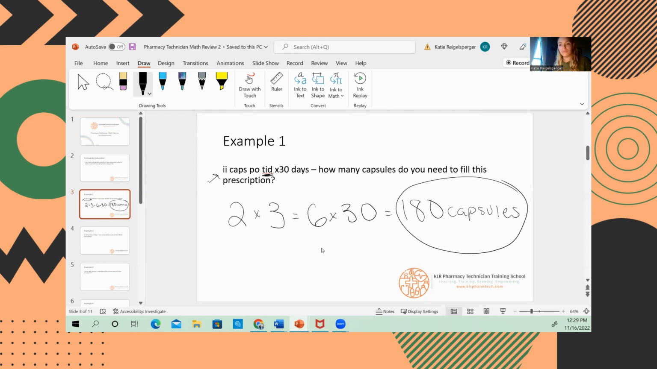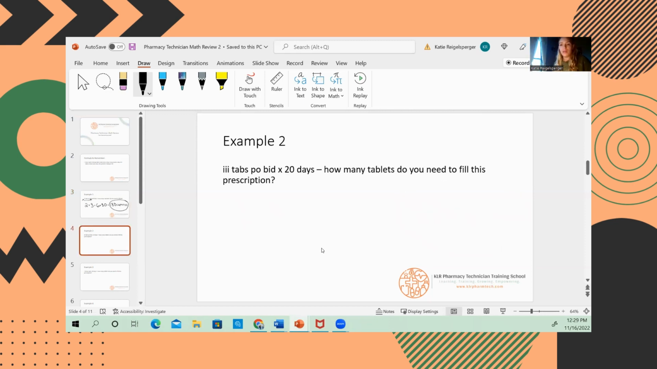Let's do another one. This one says, I stopped there for a second because I want to make sure that you guys know how to read these on your own too. So here we have take 3 tablets by mouth 2 times a day for 20 days. How many tablets do you need to fill this prescription? And we're going to do it exactly the same way.